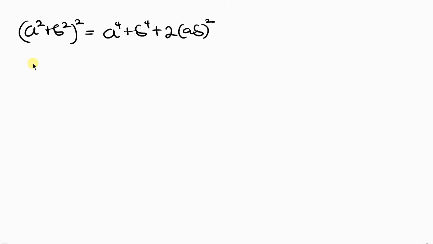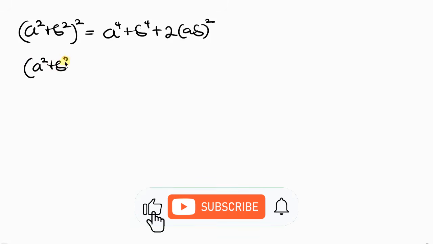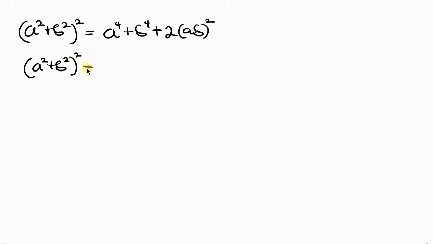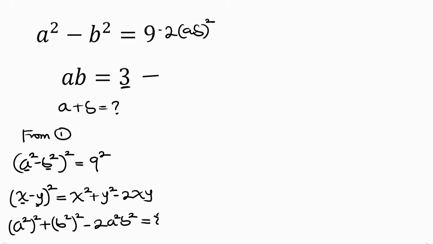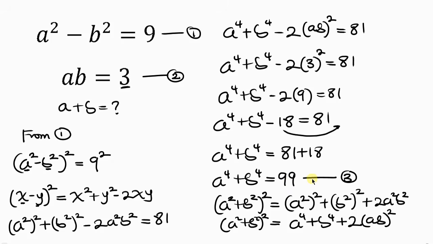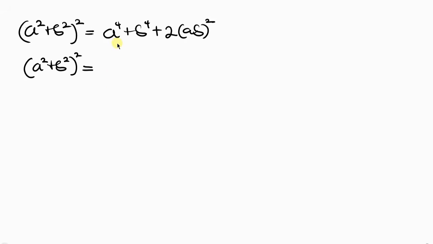So now simplifying further, we have a to the power of 2 plus b to the power of 2, all raised to the power of 2, is equal to... Now a to the power of 4 plus b to the power of 4 is what we have on our previous slide to be 99. That's our equation 3. So I'm going to be putting 99 here plus 2 times... We already know that ab from my equation 2 is 3, raised to the power of 2.